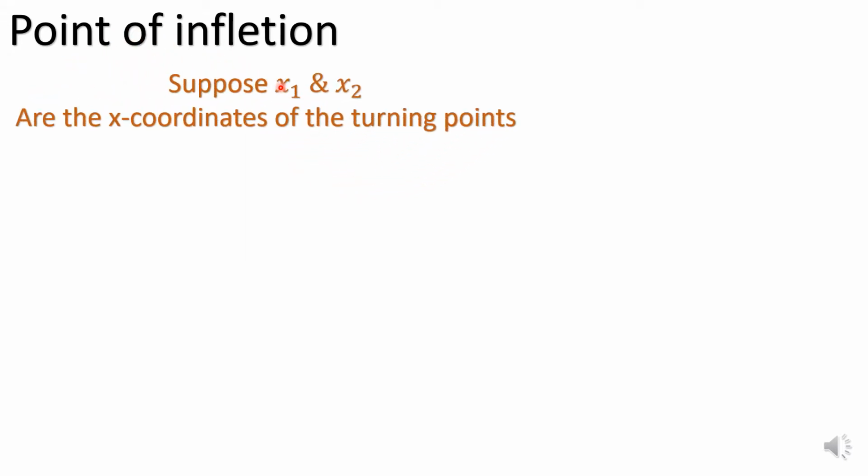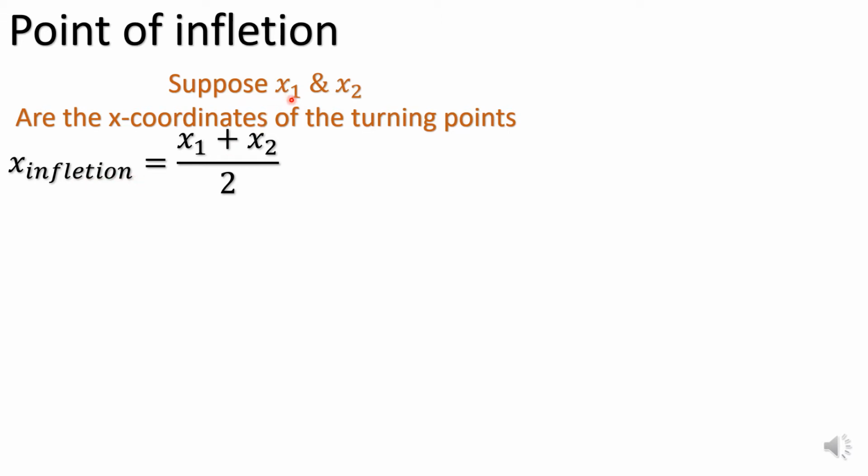Then let's go for the second one. The point of inflection. What do you notice? You have the x1 and x2. Suppose x1 and x2 are the x-coordinates of the turning points. So how do you find the x-coordinate of the point of inflection now? You find the midpoint of the x-coordinates of the turning points to find the x-coordinate of the point of inflection.